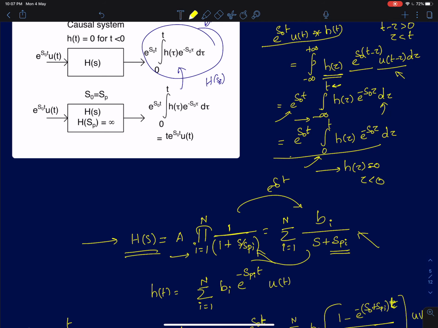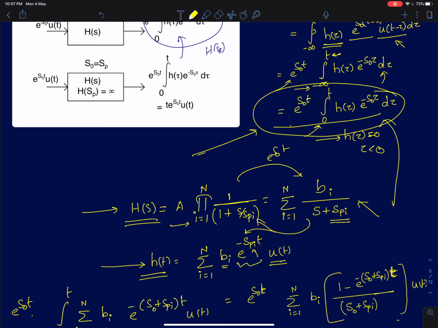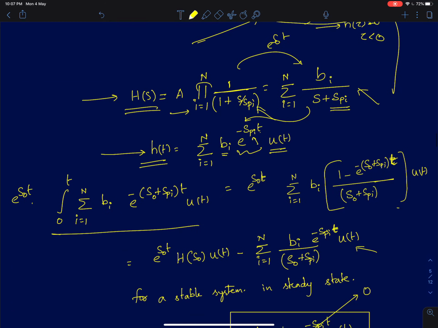So if I take the inverse Laplace transform of this equation, I'm going to get h of t as some constant b i times e power minus s p i t, where s p i is the pole of the system, into u of t. So this is now my impulse response. I'll substitute it in the equation which we just derived and see what happens to the final output. If I substitute it, I'll write the final result here. It's pretty simple algebra; you can probably pause the video and look at the steps. It's very simple mathematics here.